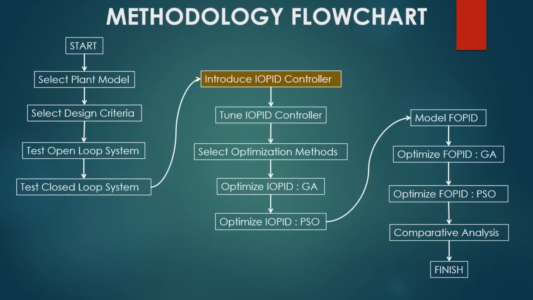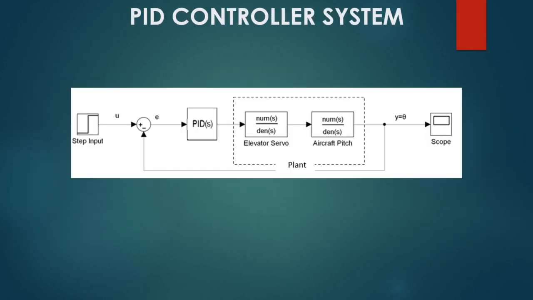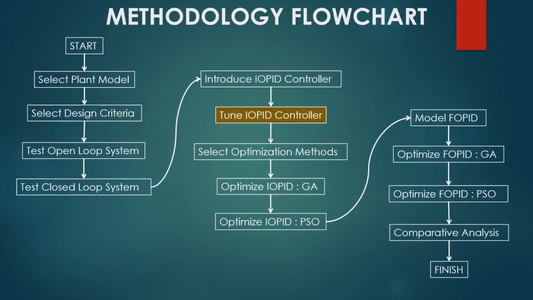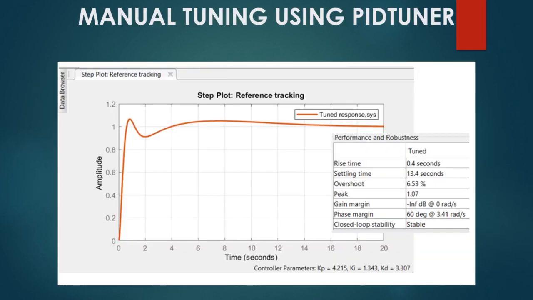The next step is to use an integer order PID controller. So a PID controller is introduced in the closed loop system. Initially, the PID parameters are arbitrarily selected and then they are tuned. The PID parameters are initially tuned using MATLAB's PID tuner toolbox, and we see that we are able to improve the system response in comparison to the closed loop system with unity feedback, but still our performance parameters are not very good.